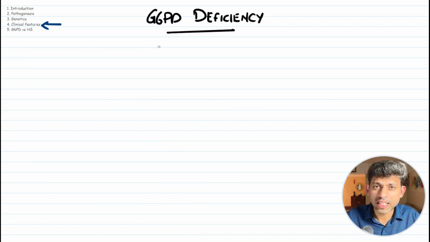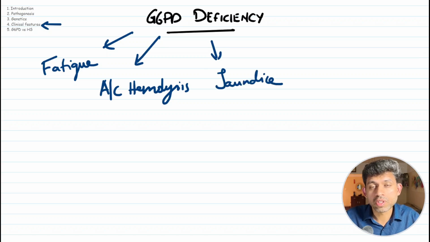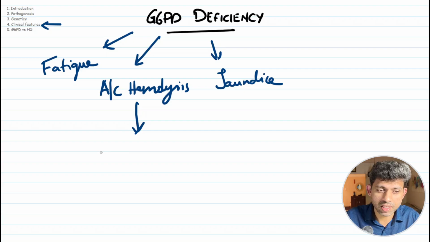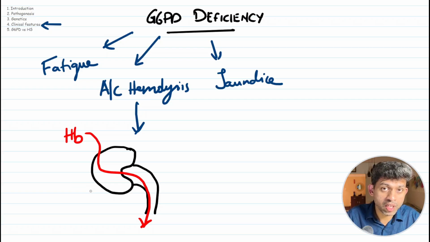Now clinically, when there is a trigger, patients can have acute hemolysis leading to fatigue and jaundice, as most of the hemoglobin which is released is converted to bilirubin. Now if there is a massive intravascular hemolysis, these patients can have hemoglobinuria. And this free hemoglobin in the kidney can lead to acute kidney injury leading to back pain.